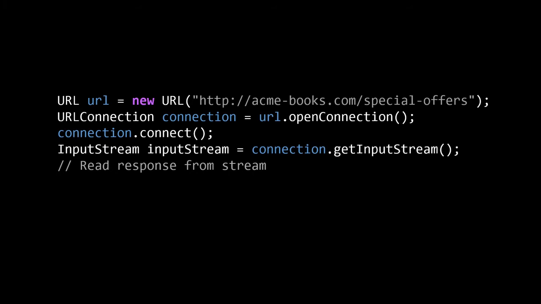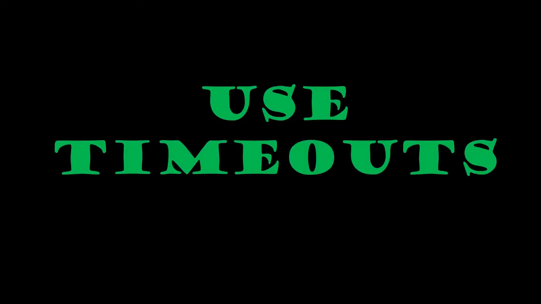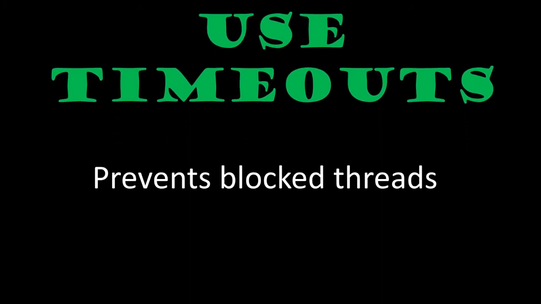Well, it appears that connect and read timeouts are typically infinite in Java. So if a service won't respond, this code never returns. And this made us realize the first stability pattern: use timeouts. All service calls must be timed out. This will prevent blocked threads.